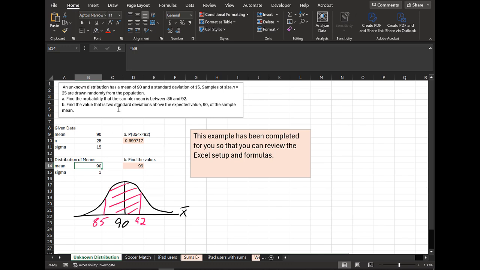Okay, so the other question here is find the value that is 2 standard deviations above the expected value 90 of the sample mean. So again, notice that key language here, we're talking about a sample mean. So we're staying within these sampling distributions of means. And so here I'm going to take my mean plus 2 standard deviations, so 2 times this number. You can see that that's my calculation here, and that's going to give me this particular value of 96.